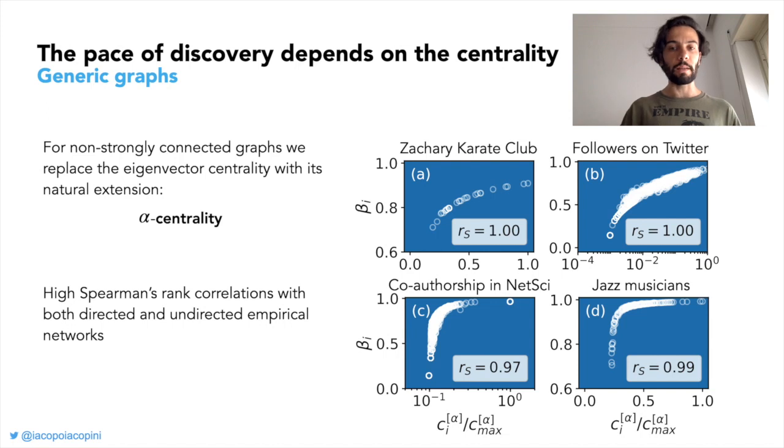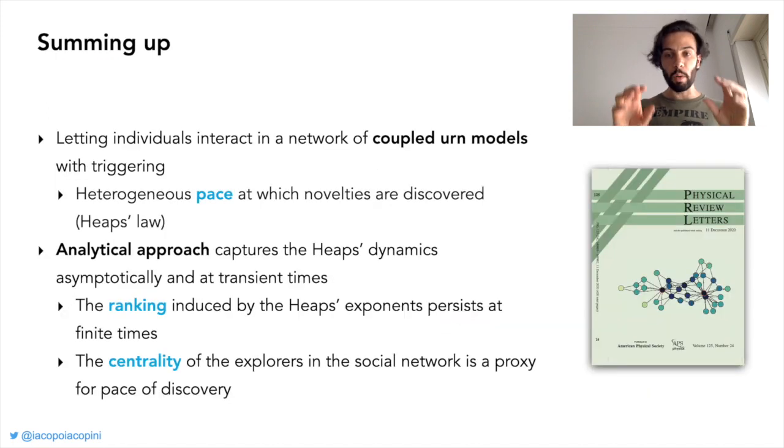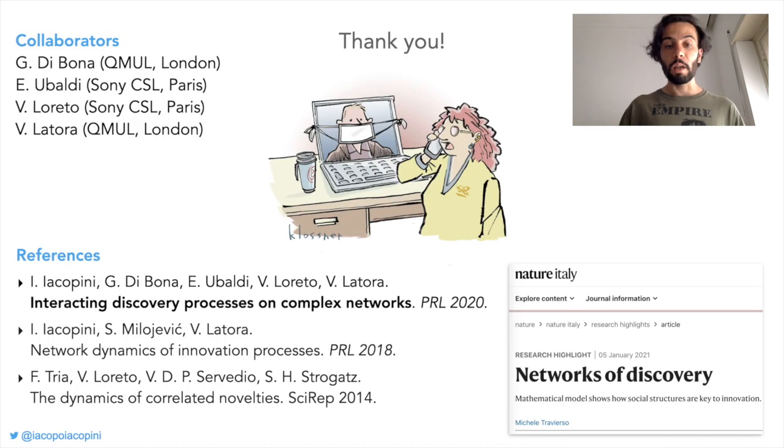So to sum up, when you let individuals interact through complex urn models coupled on a network, you can recover the heterogeneity in the pace of individual explorers. And through the analytical approach, we can see that asymptotically and at transient times, the ranking induced by the Heaps exponent is persistent, and the centrality of the explorers can be a proxy for the pace of discovery of the different individuals. If you want to know more, you have the references down there.